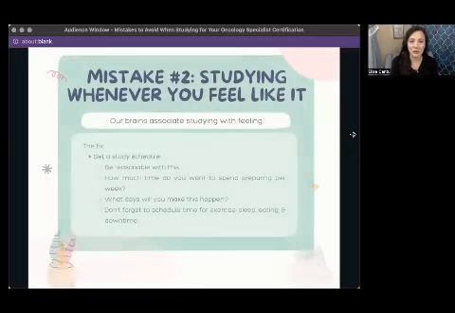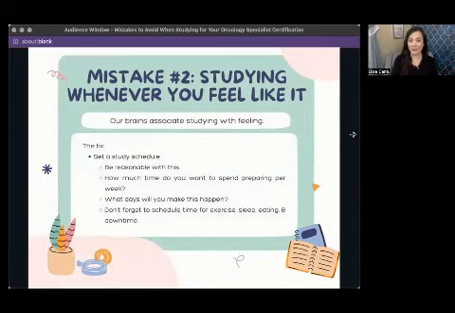Now, mistake number two, studying whenever you feel like it. Yeah, this is common. We're not always in the mood to study, right? I get it. You come home at the end of a long day at work where you have given of yourself to your patients fully. The last thing you probably want to do is come home and study. I mean, don't you just want to take a break? I know I certainly do. And so when we study when we feel like it, our brains associate studying with a feeling.